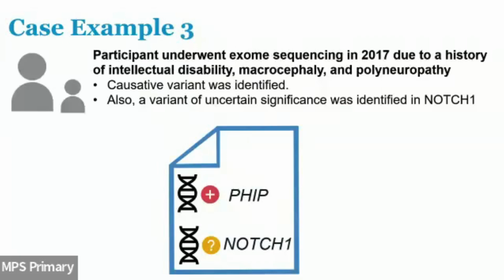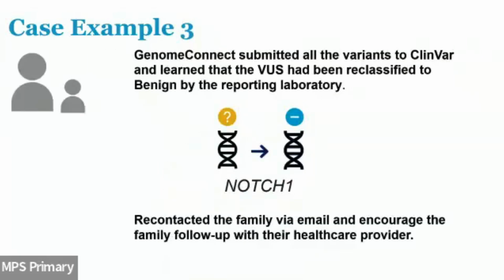However, also on their report was a variant of uncertain significance in the gene NOTCH1. Pathogenic or likely pathogenic variants in NOTCH1 are associated with cardiomyopathy, specifically with aortic valve disease, which can impact blood flow. Based on the available clinical evidence at that time, the impact of this variant was uncertain. GenomeConnect submitted all the variants that were identified on the report to ClinVar on behalf of the family. And in doing so, we learned that the NOTCH1 variant had been reclassified to benign by the reporting laboratory.